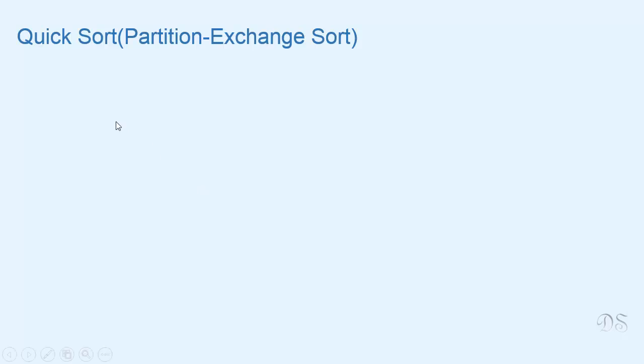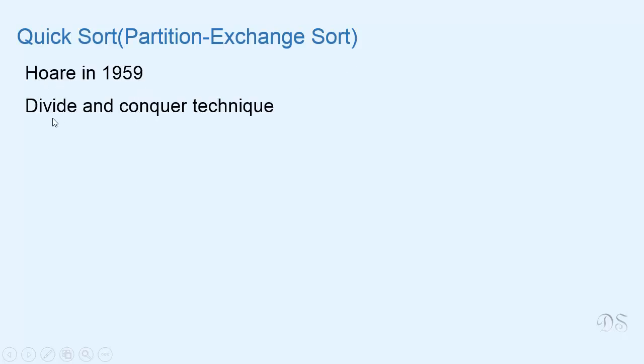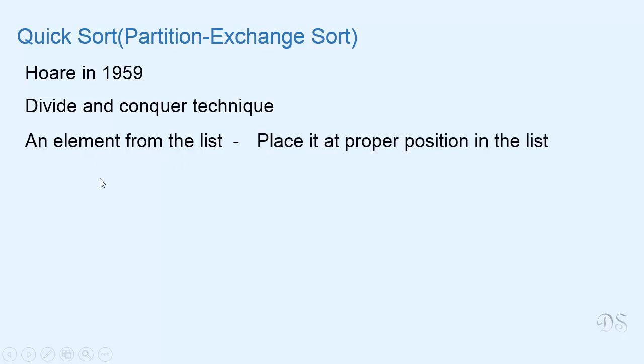In this video, we are going to learn about Quicksort. It is also known as partition exchange sort. It was given by Moore in 1959 and it is based on divide and conquer technique. In this sort, we pick an element from the list and rearrange the list such that this element comes at its proper place. We call this element as pivot.